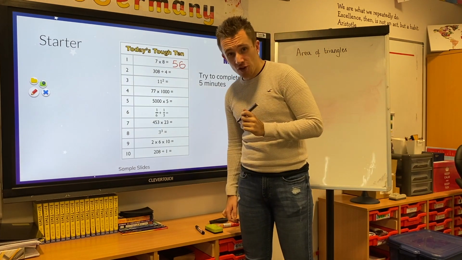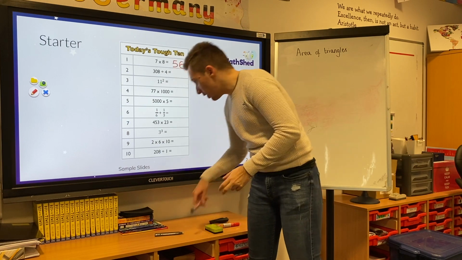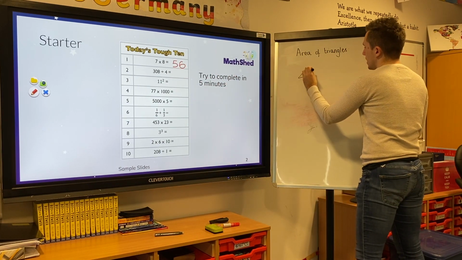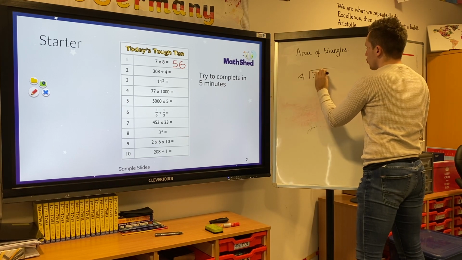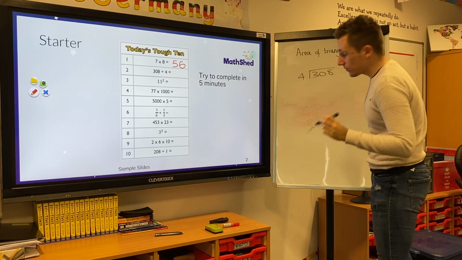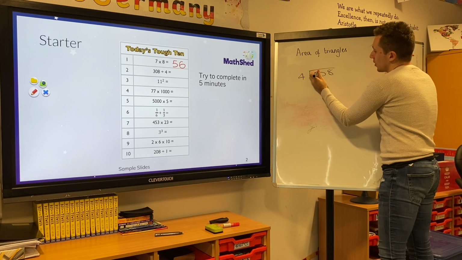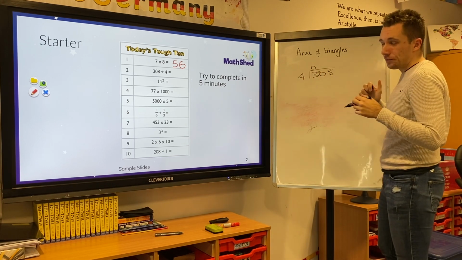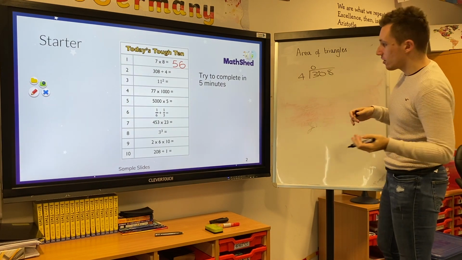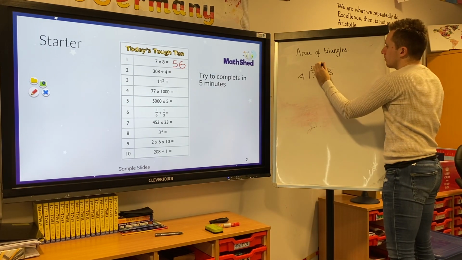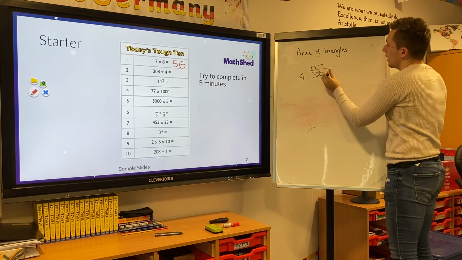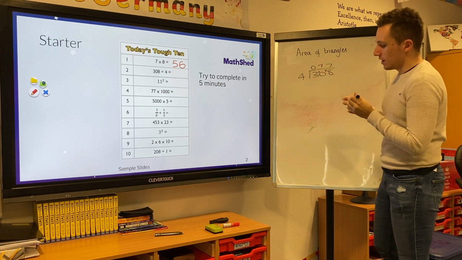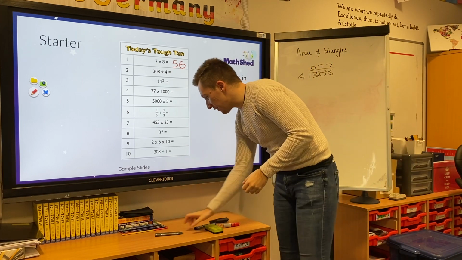Next one, 308 divided by 4. Well, I'm going to do that bus stop. So we do 4 into 308. 4 into 3 doesn't go, so we do 4 into 30. 4 times 7 is 28. So we put that there. We carry the 2. And 4 times 7 is 28. So the answer is 77.